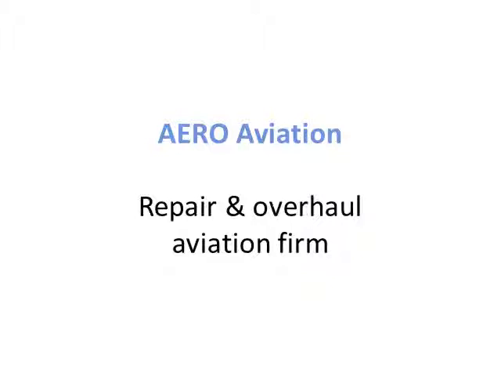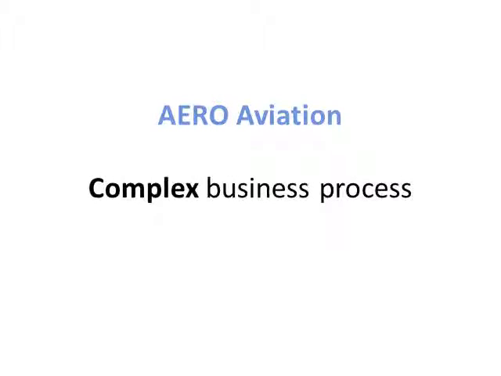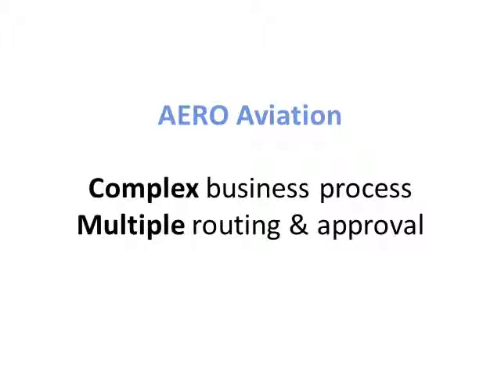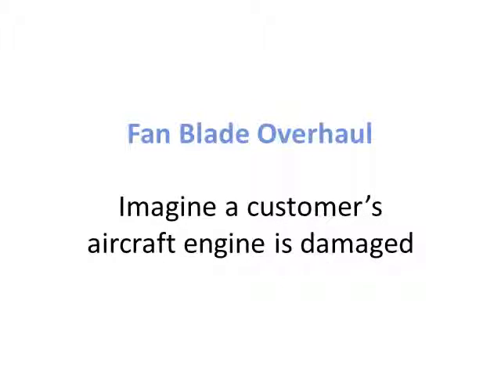To illustrate EIA, consider the example of a fictitious aircraft firm called Aero. It faces challenges typical of today's environment, that is, complex processes requiring multiple routing and approval, and these processes change regularly. Imagine a scenario where a customer's aircraft engine is damaged and needs repair. The business process involves the following steps.